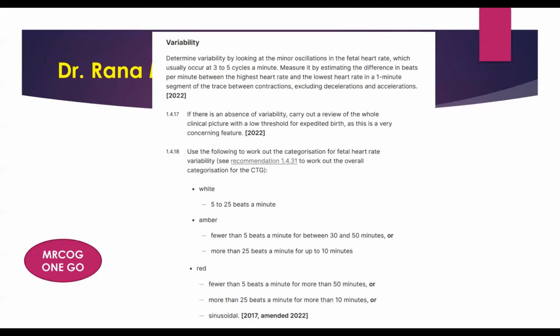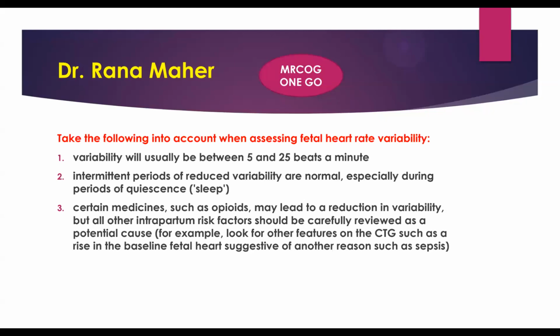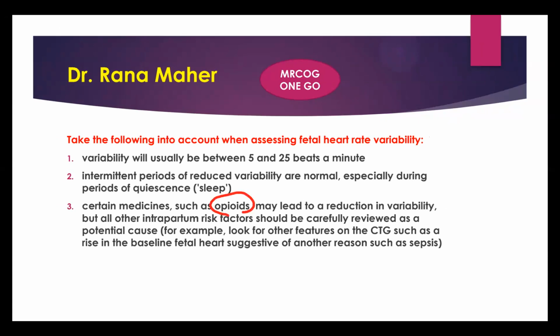Okay, so we're done with the variability. Coming to the next feature, okay? We have here: take the following into account while assessing fetal heart rate variability. The variability usually will be between 2 and 5, as we mentioned. We sometimes have intermittent periods of reduced variability. This is normal, like during sleep. Some medications may affect the variability, like opioids, but take care that if we have reduced variability with the opioids, but we have another abnormal feature, another feature with amber or red, now it's not the opioid.